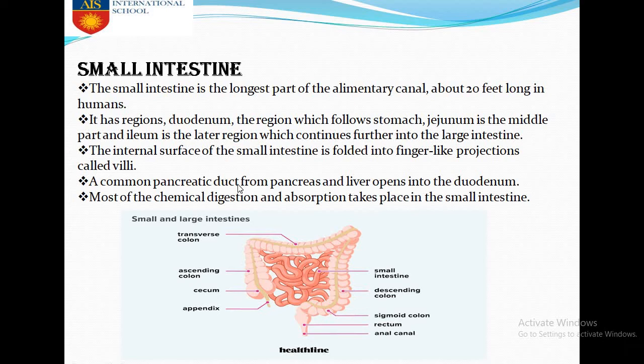Now a common pancreatic duct from the pancreas and liver opens into the duodenum. The pancreatic duct contains pancreatic juice and hepatic juice. This opens into the duodenum. Most of the chemical digestion and absorption takes place in the small intestine. Villi are finger-like projections which increase the surface area and help in the absorption of food. So the maximum absorption of food takes place in the small intestine.